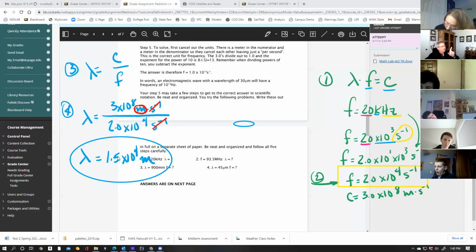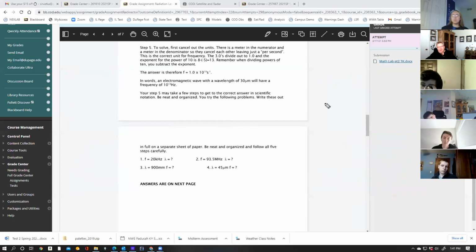So what that says to me is this. Listen carefully. When I have an electromagnetic wave with a frequency of 20 kilohertz, that wave will have a wavelength of 1.5 times 10 to the 4th meters. That's 15,000 meters. That's a big wave, 15,000 meters across with the 20 kilohertz. Now, I'm going to do another one. Anybody have questions on that?